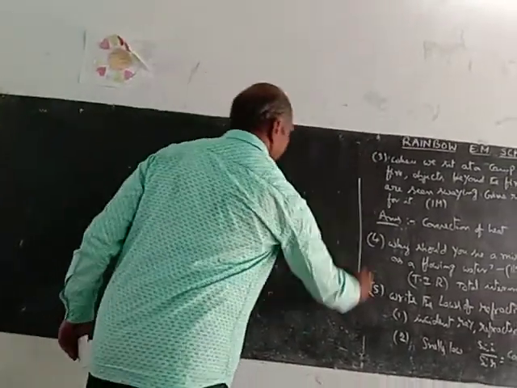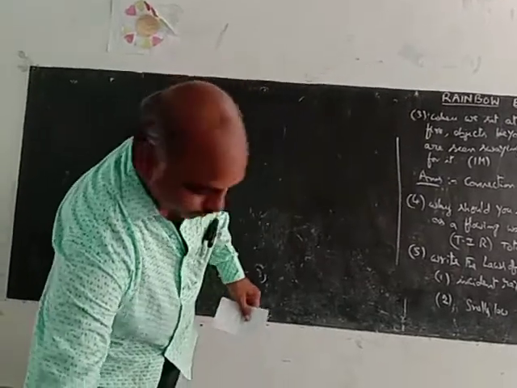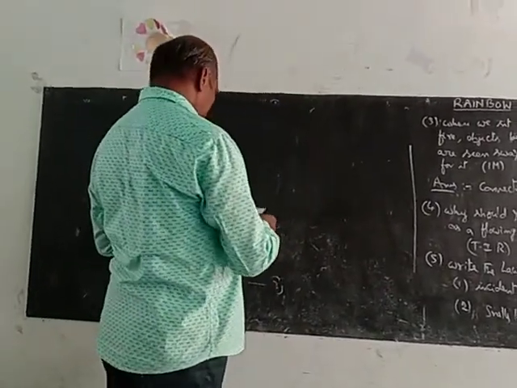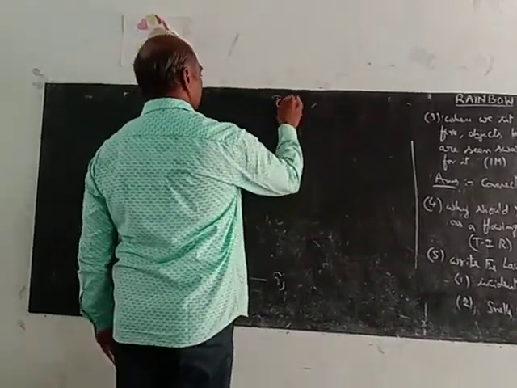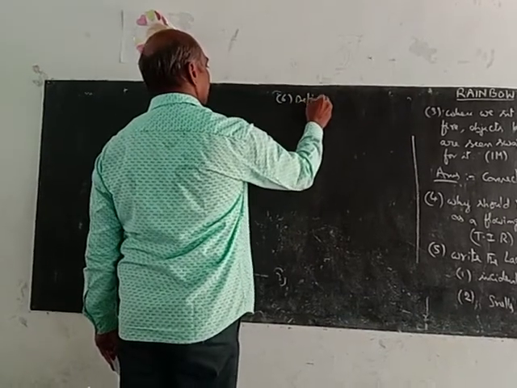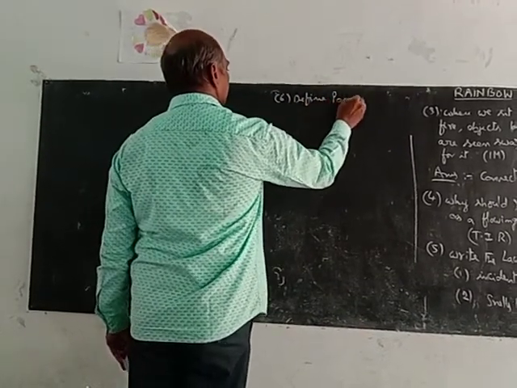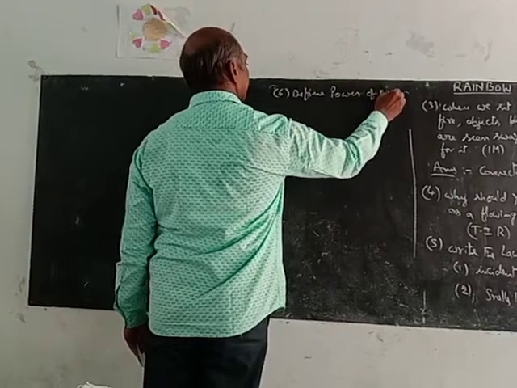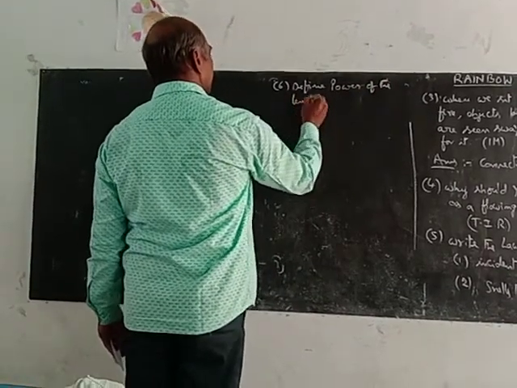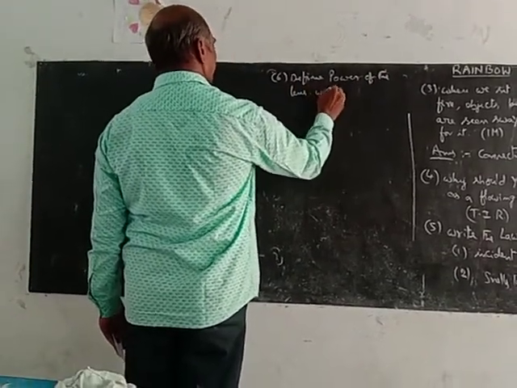Okay, next one is the sixth one. Define power of the lens. Write its units.